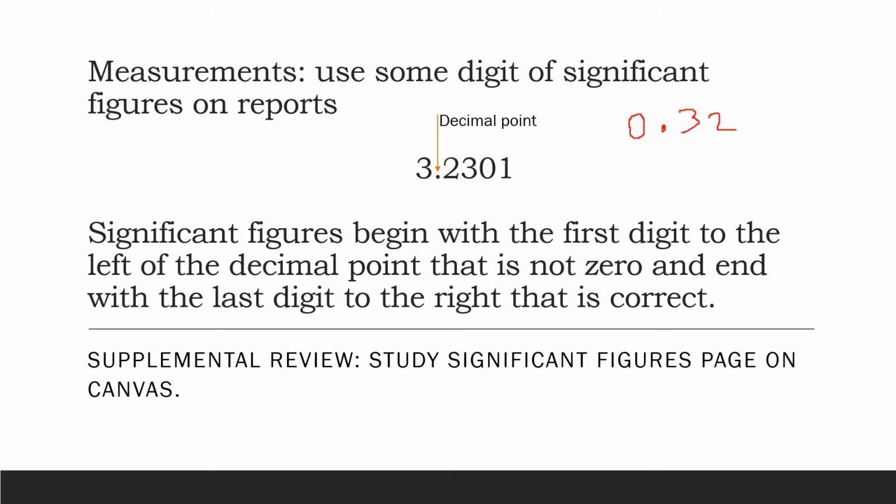The measurement, we use some digits of significant figures on the report. So here I have 4 significant figures, okay? So 1, 2, 3, 4. This is 0. 0 means absence of, okay? Absence of. The meaning of 0 is absence of. So I don't have any value at this position.